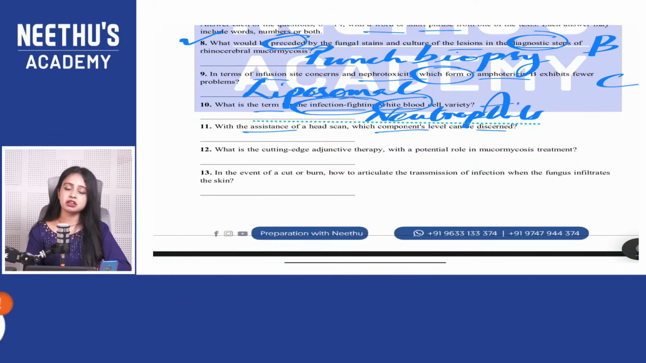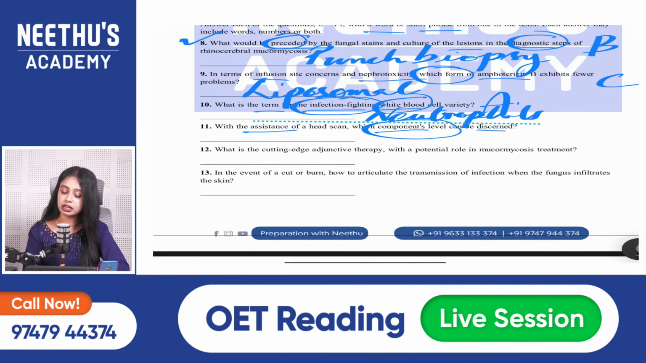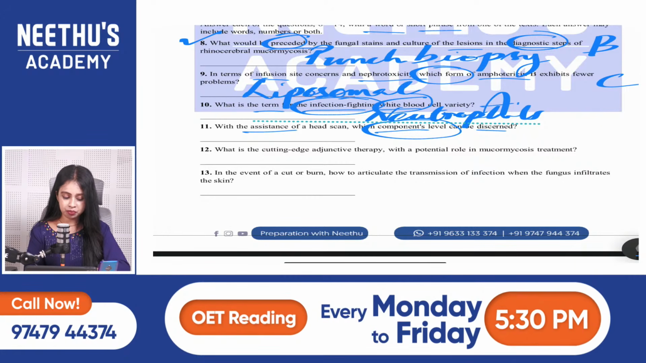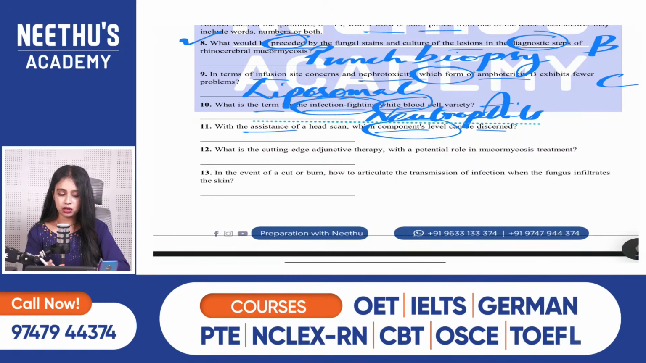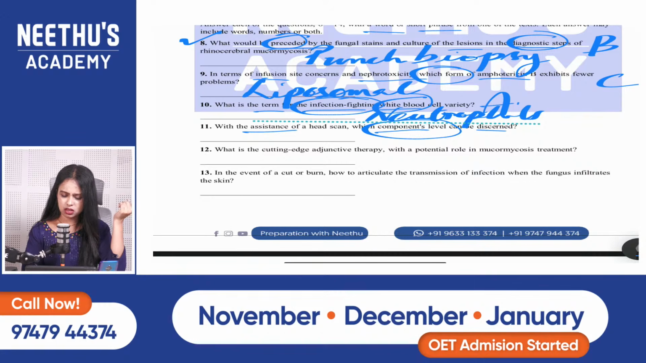Discerned, which means identified. With the assistance of a head scan, which component's level can be identified? Which component's level can be discerned? 11th question, and you guys know the answer. I think you guys know the text. It is in text B.